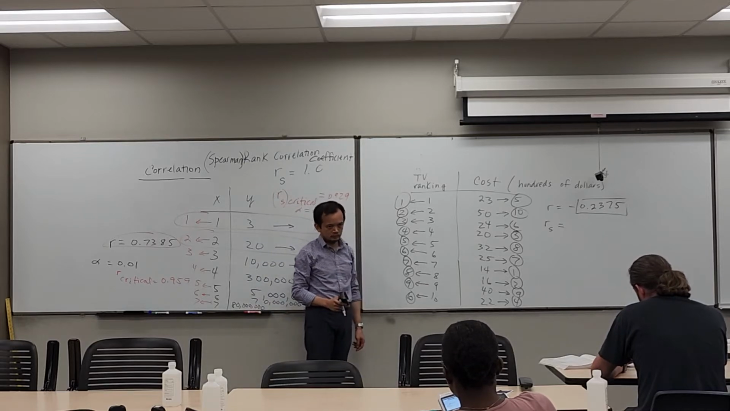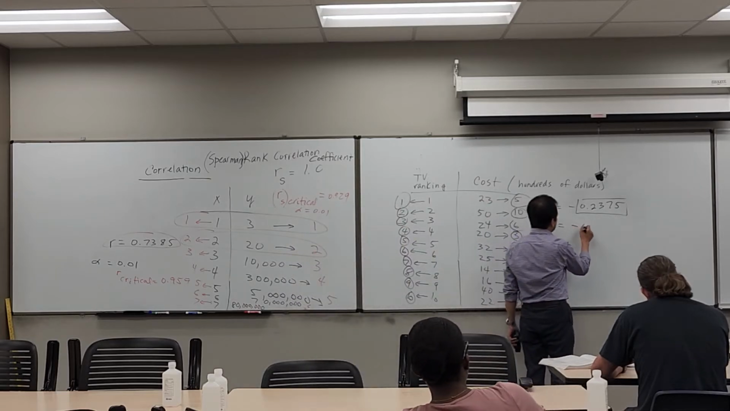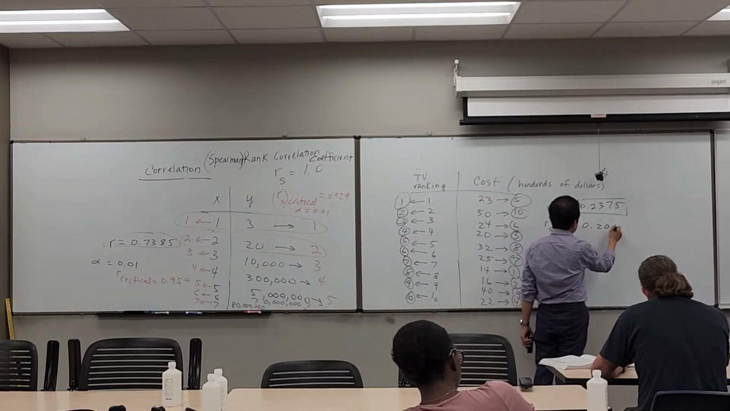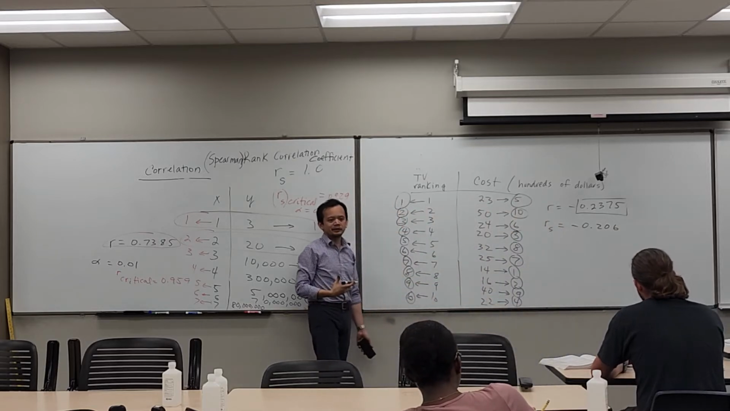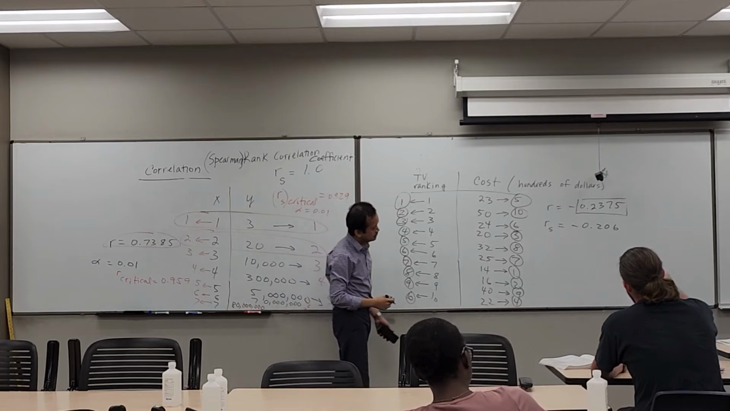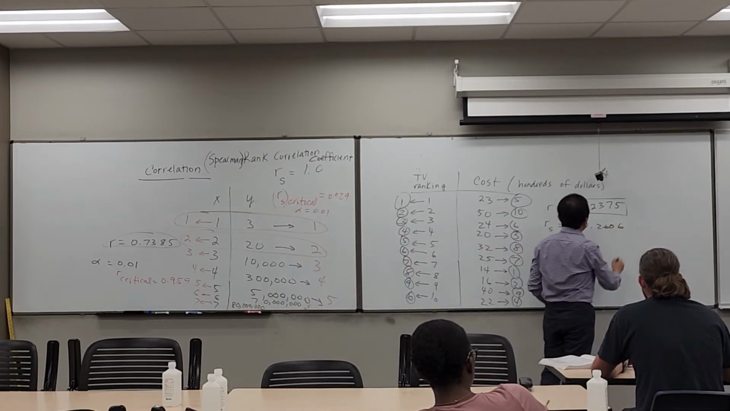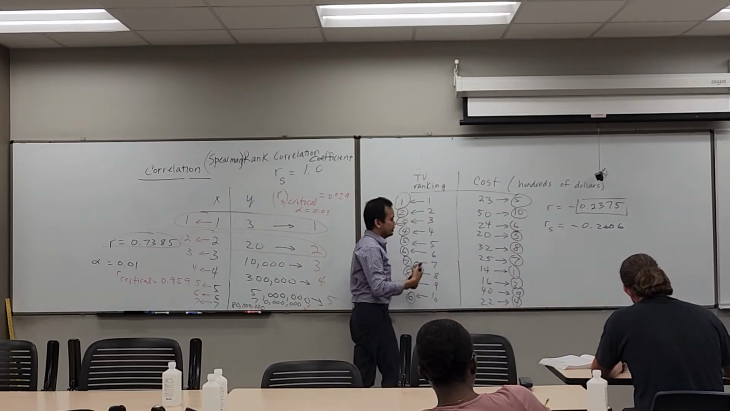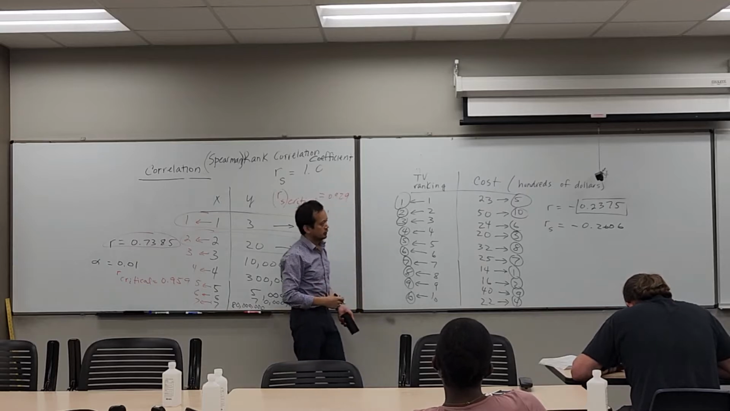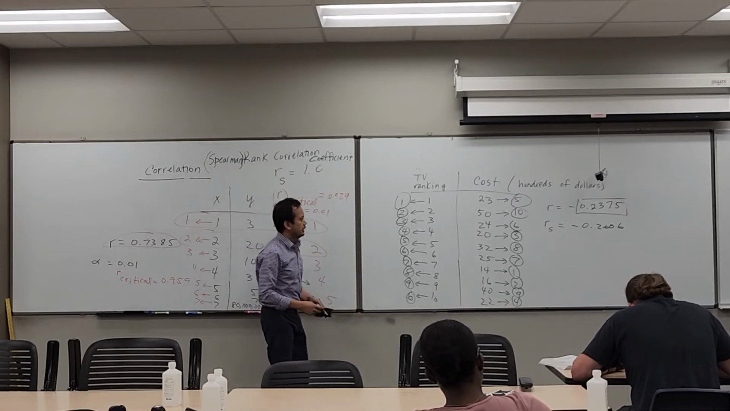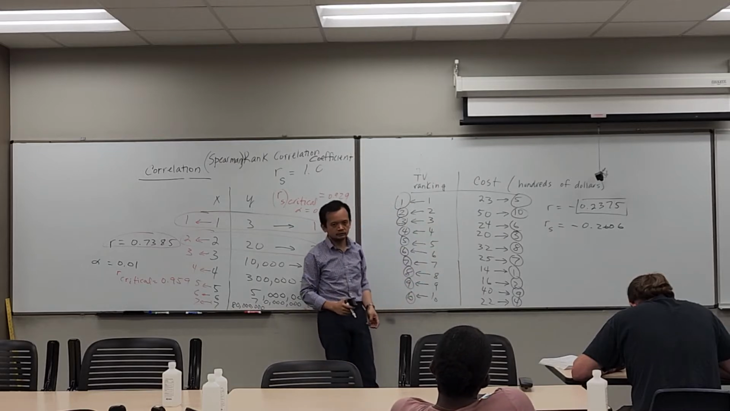R value of negative 0.2606. So we see that with this rank correlation, we're not doing any better in terms of correlation. So you can conclude that based on this data set, we can't conclude correlation.